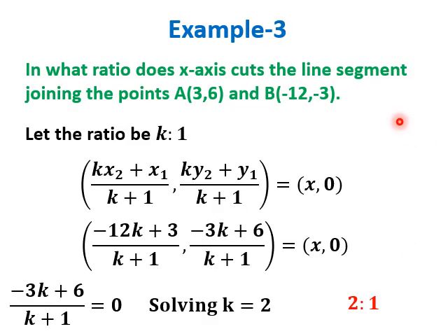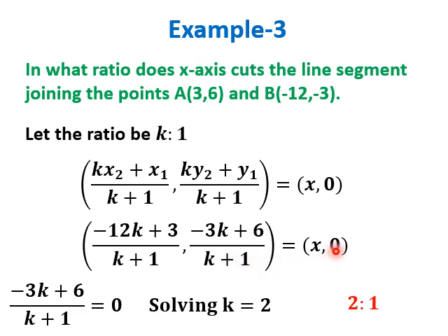Let us solve a few problems now. In what ratio does the x-axis cut the line segment joining the points A (3, 6) and B (-12, -3)? Let the ratio be k:1. Here x1, y1 are 3 and 6, and x2, y2 are -12 and -3. We substitute those values in this particular equation. Please note that the x-axis cuts the line segment, and at the x-axis, the y value is 0. So we have written the point as (x, 0). On substituting these values, we get the coordinates as (-12k plus 3) by (k plus 1) and (-3k plus 6) by (k plus 1).